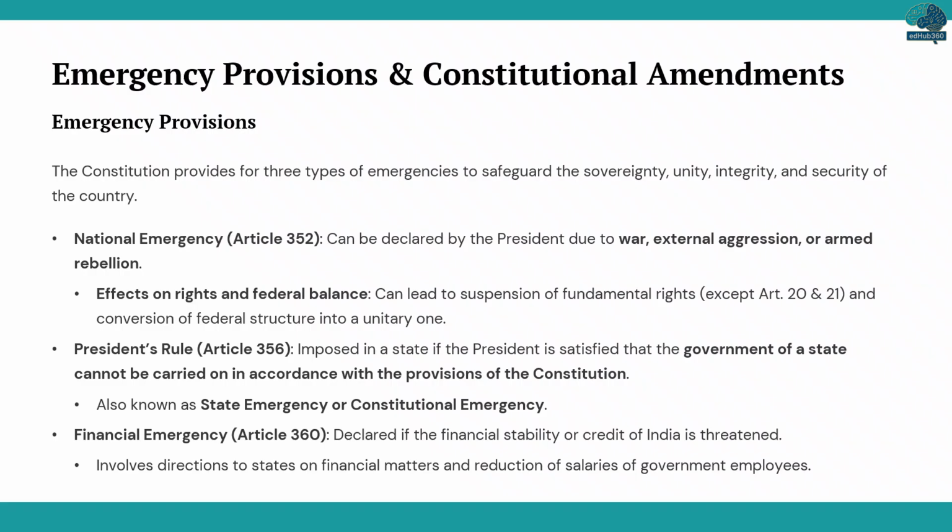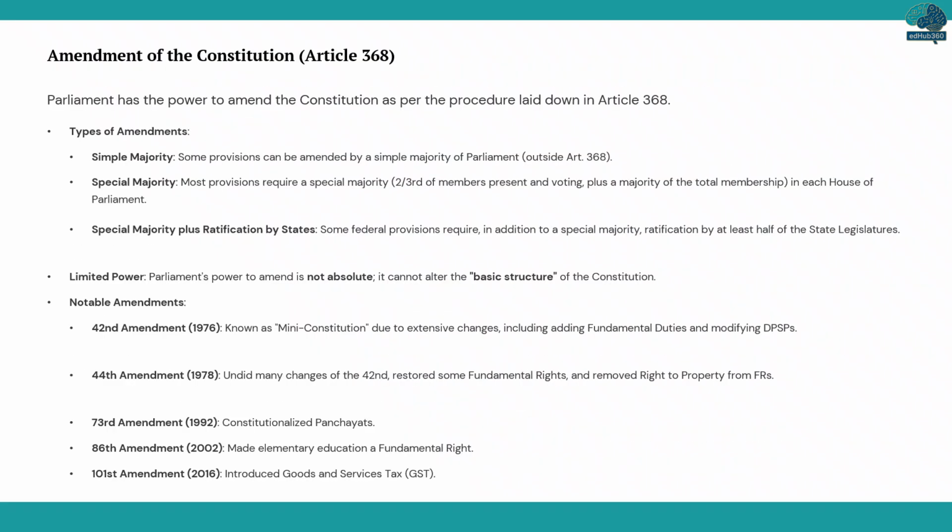The Constitution can also be changed or amended through a process laid out in Article 368. There are different types of amendments. Some require just a simple majority in Parliament, others a special majority, meaning 2/3 of members present and voting, plus a majority of the total membership in each house. For certain federal provisions, the special majority also needs ratification by at least half of the state legislatures. However, as we discussed, Parliament's power to amend is not absolute. It cannot alter the, quote, basic structure of the Constitution.